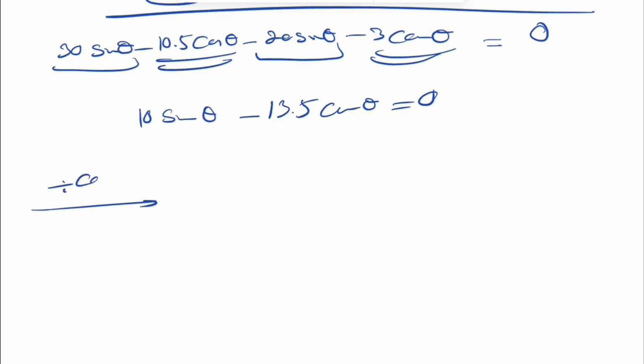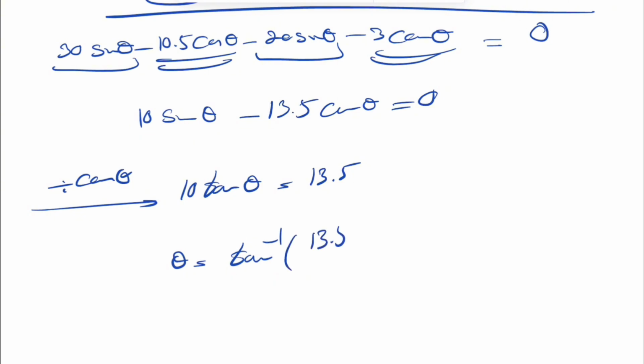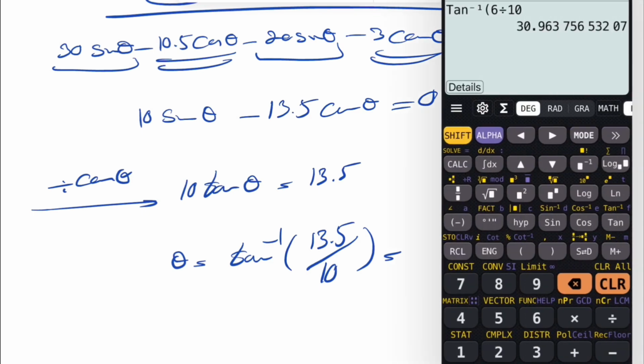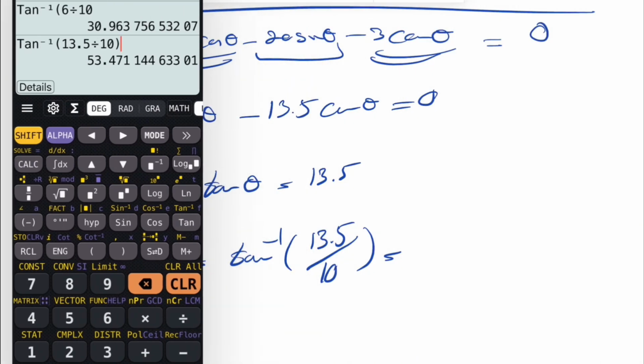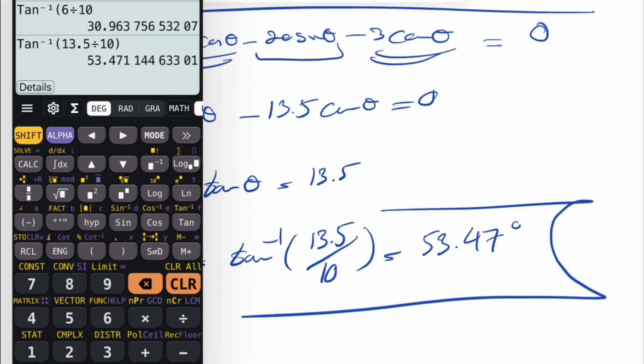Or if we just divide cosine of theta on each side, we have 10 tangent of theta is equal to 13.5. Or our theta would be the tangent inverse of 13.5 over 10. Let's see what we get. And the angle would be 53.47 degrees. And that's going to be the final answer for this question.